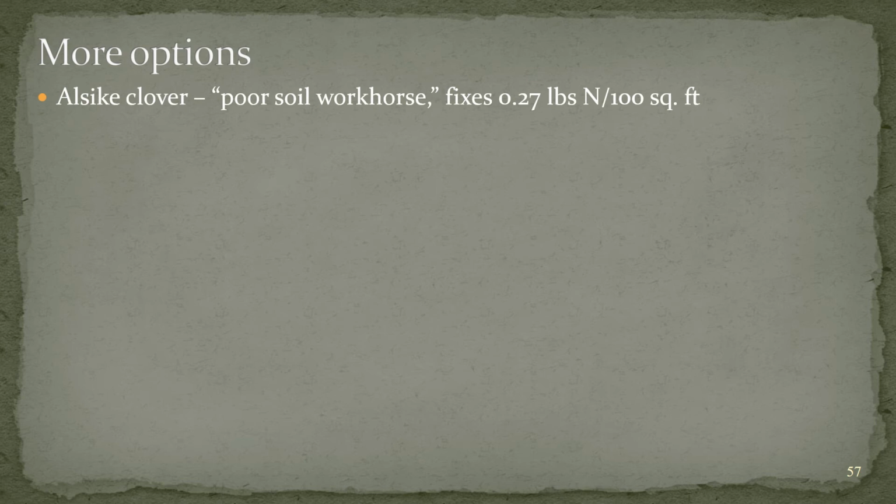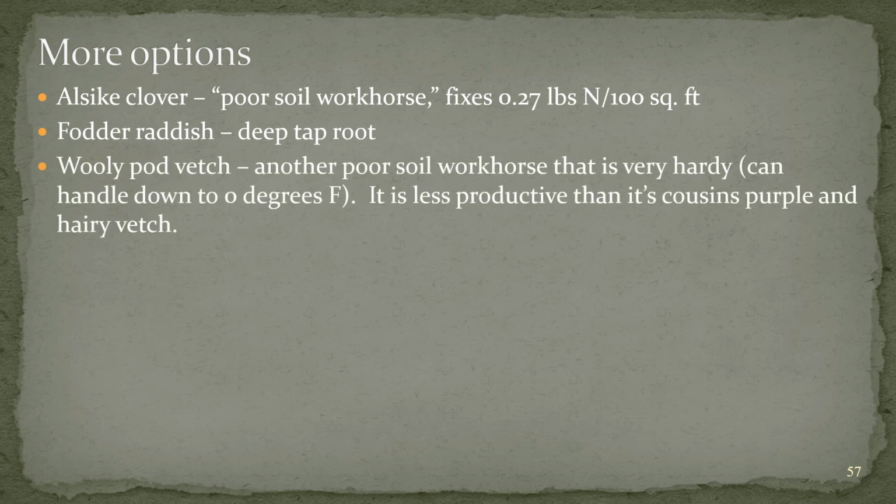More options. Alsike clover, which is the poor soil workhorse, fixes a ton of nitrogen per 100 square foot. Fodder radish has a deep taproot to help break through till pans or glacially compacted soils. A woolly pod vetch is another poor soil workhorse that's very hardy. You can plant it in the fall and it'll survive most winters here. It's less productive than its cousins purple and hairy vetch.